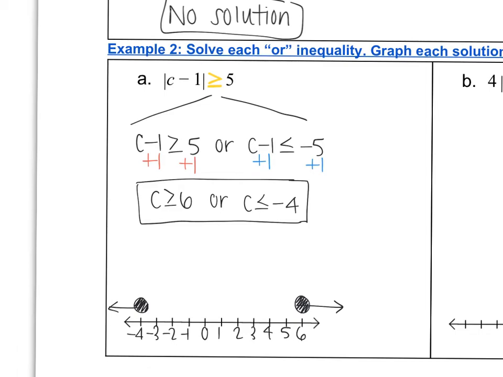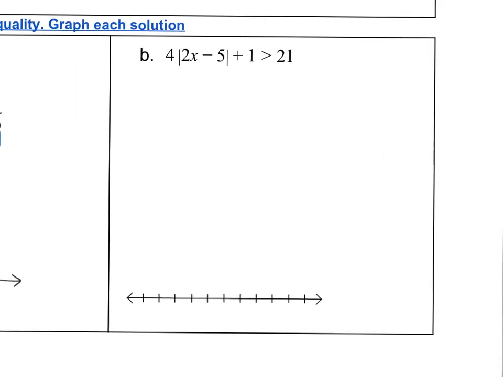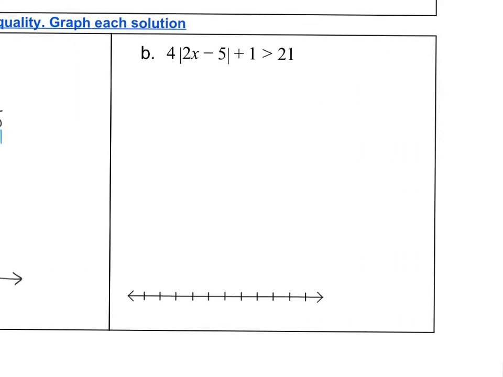Let's try the same thing. Now on the next one, there's a few things that we have to worry about first, okay? Anytime I have absolute value, I know I have to make my 2 new equations, right? But in this case, before I do those 2 new equations, I have to get rid of this 4 and this plus 1 because I need the absolute value to be by itself. So I'm going to start by getting rid of the plus 1 by subtracting 1 on both sides. So I'll subtract 1 here, subtract 1 here. It cancels on the left side. I'll end up with 4 times the absolute value of 2x minus 5 is greater than 20.